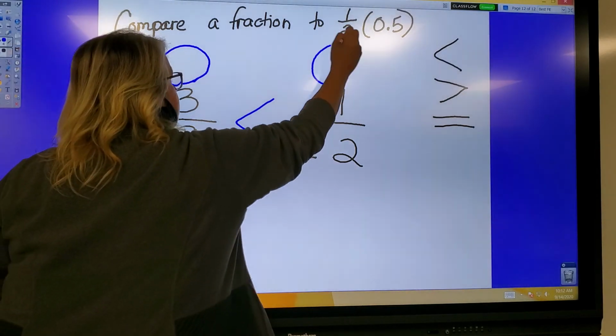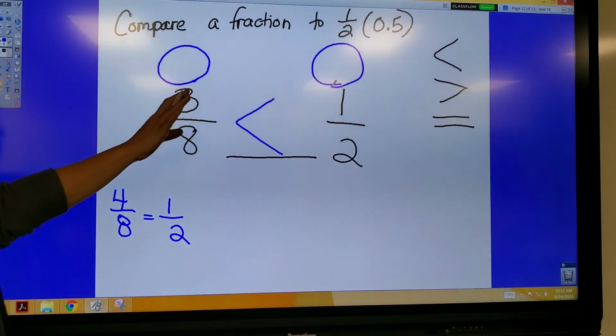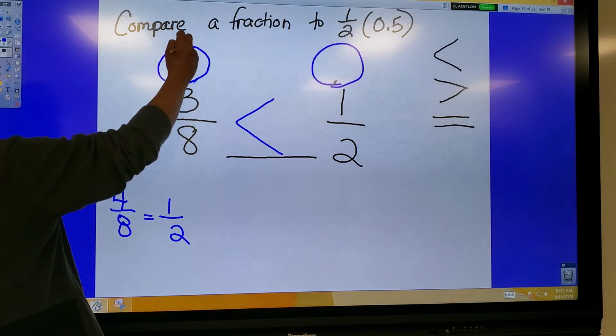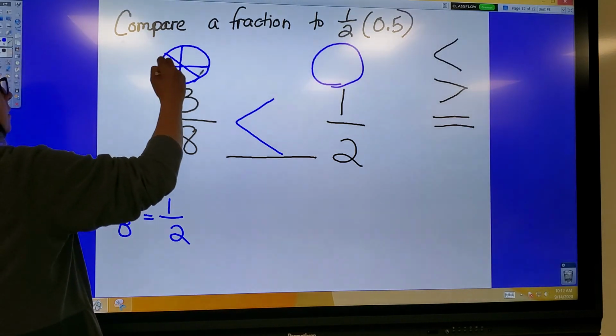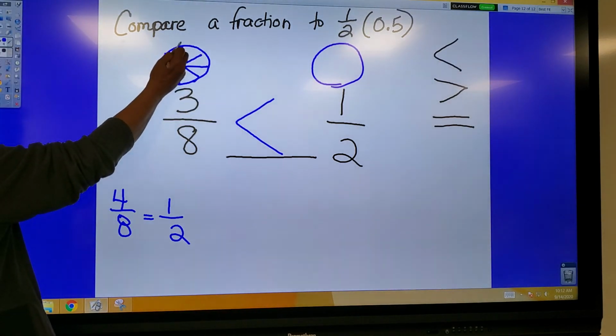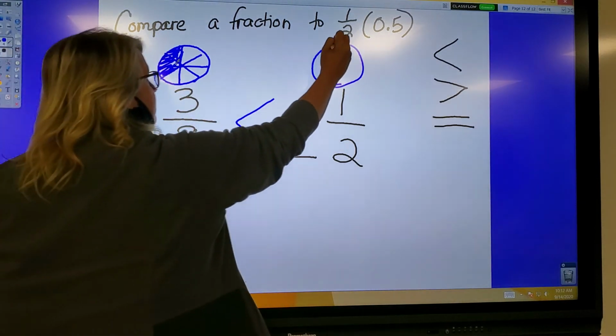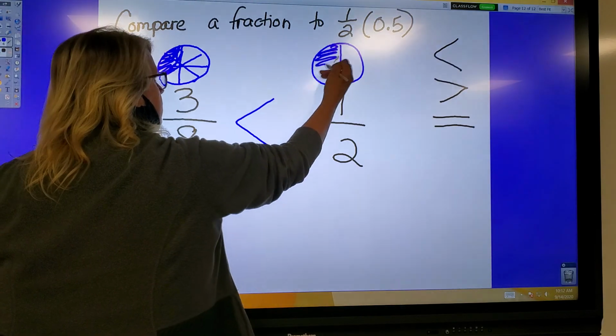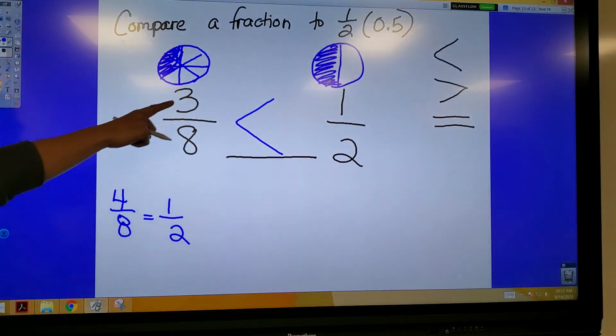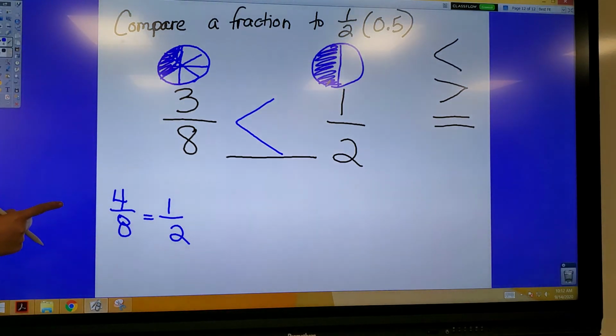Another way you could do this, which is more time consuming, but let's say you drew a picture for both of these. Circle and a circle, same size. This one would have 8 total parts, 3 of them shaded in. That one would have 2 total parts, 1 shaded in. That one's obviously more, okay? Now, I don't want you to have to draw pictures on all of these. That would take a long time. But that might help you kind of visualize it, okay?